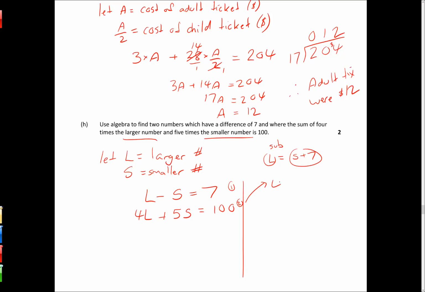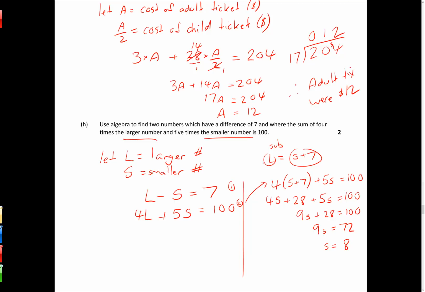The other equation said 4 times L, but instead of writing L, I'm going to write S plus 7. It's going to get rough because my S's look like 5s. Plus 5S equals 100, so I've just rewritten the second equation, but instead of writing L, I write S plus 7. 4S plus 4 7s is 28, plus 5S equals 100. Well, 4S plus 5S, that's a 9S, plus 28 equals 100. Let's take that 28 off both sides, and that gives me 72. So S is equal to 72 on 9, and 9 8s is 72, so S is 8.